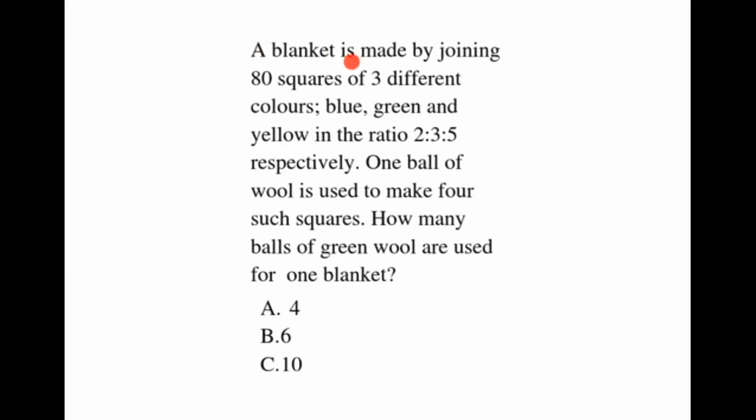A blanket is made by joining 8 squares of 3 different colors, blue, green, and yellow in the ratio 2:3:5 respectively. One ball of wool is used to make 4 such squares. How many balls of green wool are used for one blanket? Solution.